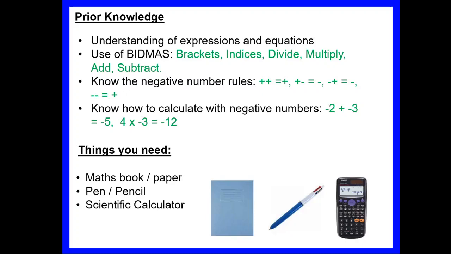And you should know how to calculate with negative numbers. So for example, minus 2 plus minus 3 is the same as minus 2 minus 3, which is equal to minus 5. And if we're multiplying 4 times minus 3, a positive times a negative is negative, and 4 times 3 is 12, so we get minus 12. Things you need to be able to complete this lesson: you need your maths book or some paper, a pen or a pencil, and a scientific calculator. Make sure you've got those before we start.